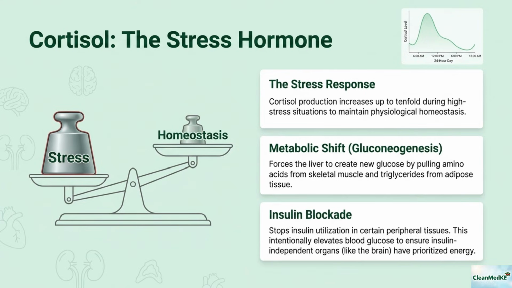Cortisol is often called the stress hormone for a good reason. During high-stress situations, production can increase up to tenfold to maintain homeostasis. It triggers a metabolic shift called gluconeogenesis, where the liver is forced to create new glucose by pulling amino acids from muscle and triglycerides from fat. To ensure the brain has enough energy, it also creates an insulin blockade, stopping other tissues from using insulin so that glucose is prioritized for vital organs.